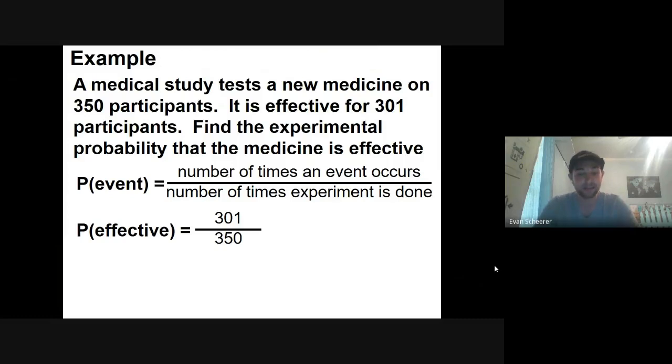You could simplify that. I'm not sure if that one could be simplified, but if we put that as a decimal, it's 0.86, or as a percent it's 86%. So that means this medicine is 86% effective. That's pretty good. I would take my chances on medicine that it will work 86% of the time. You guys like that number, right? If you got an 86% on a test, you would probably like that, right? So 86% is pretty good.